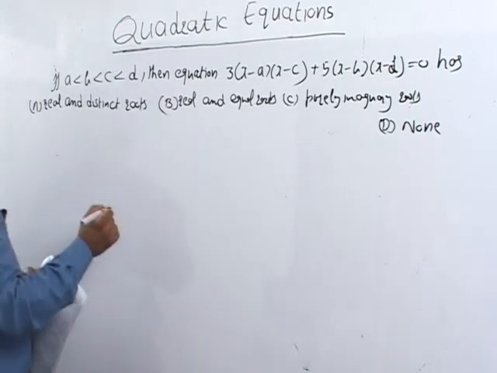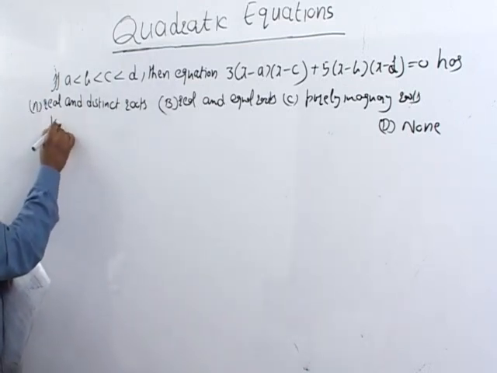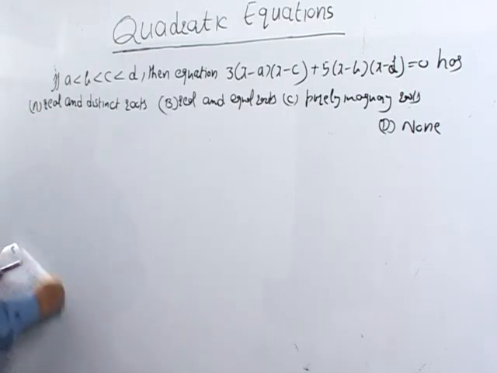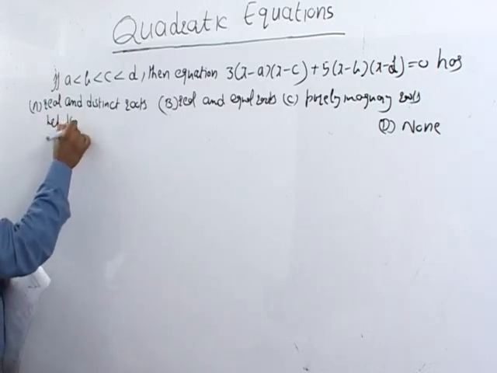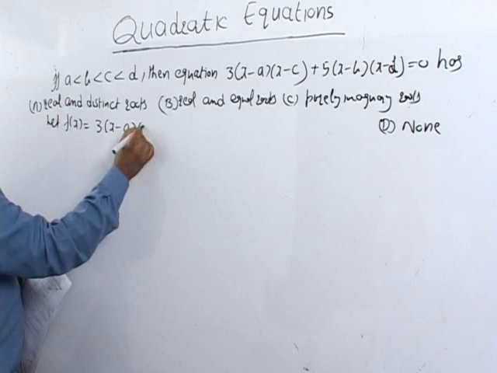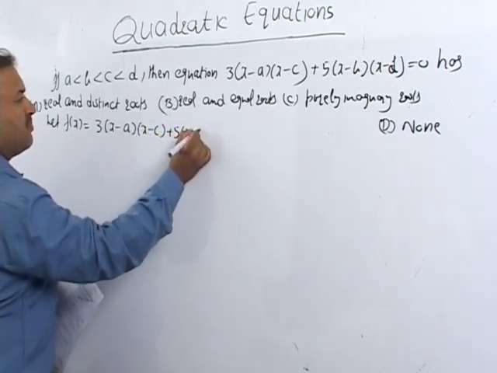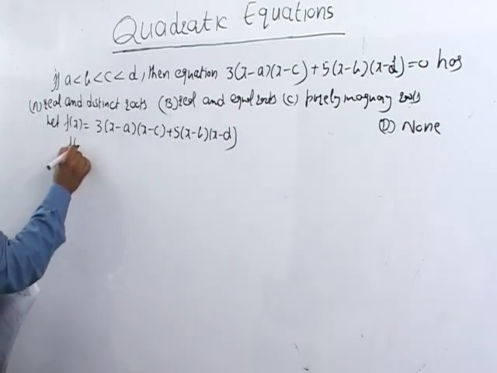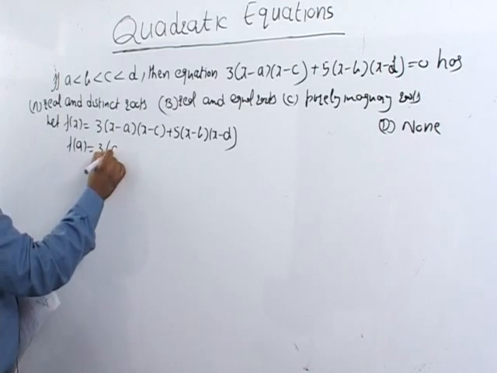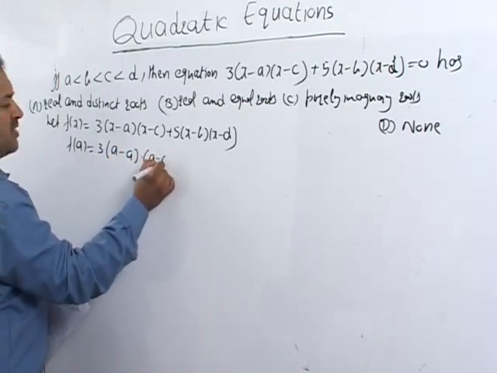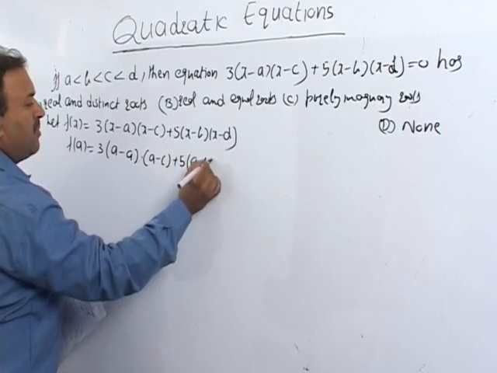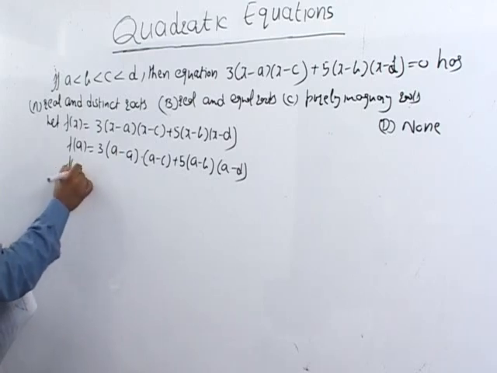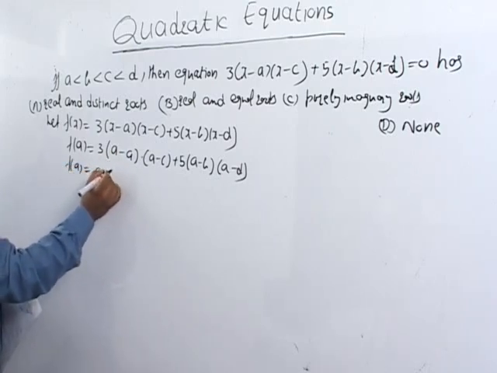We first find f of A. Suppose f(x) is equal to 3(x minus A)(x minus C) plus 5(x minus B)(x minus D). Now f of A is equal to 3(A minus A)(A minus C) plus 5(A minus B)(A minus D). We can conclude FA is equal to, this is 0 plus now 5.